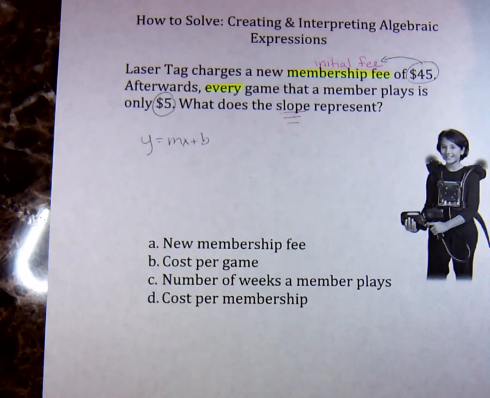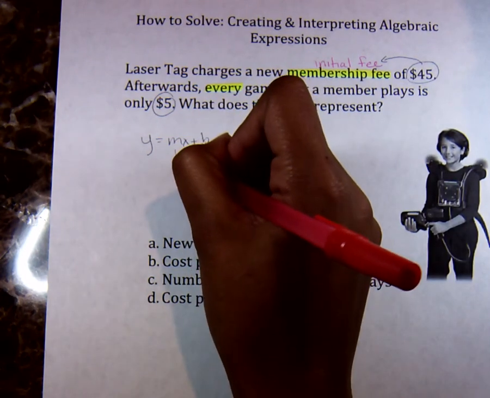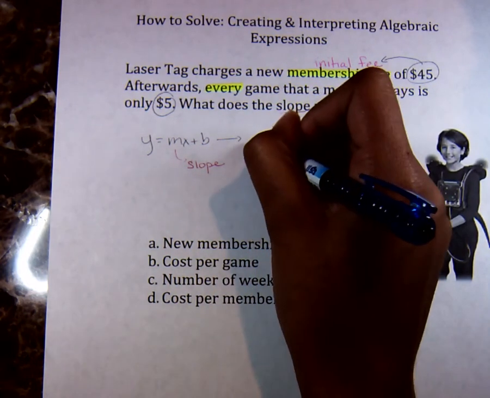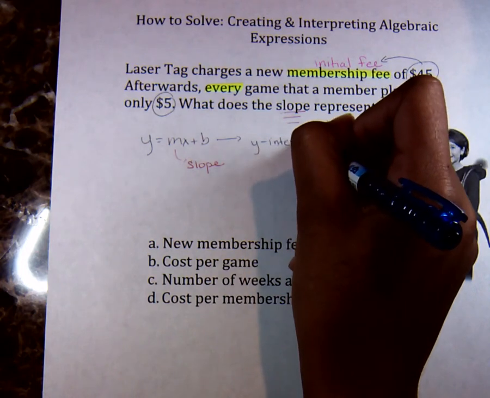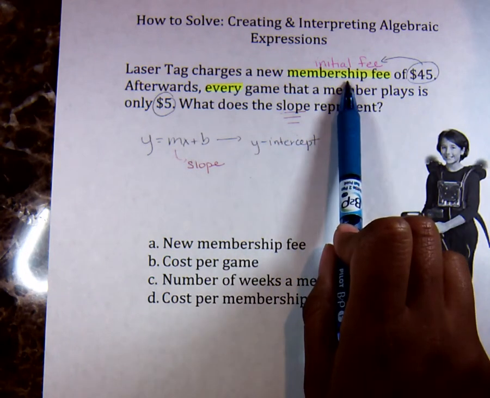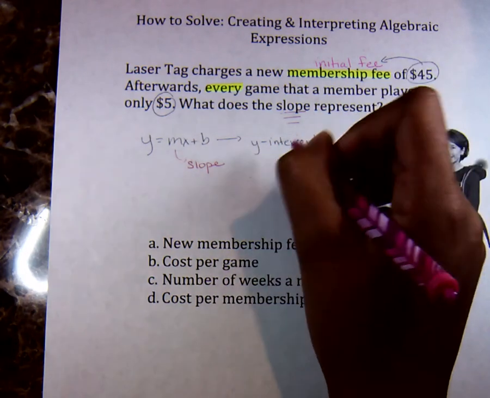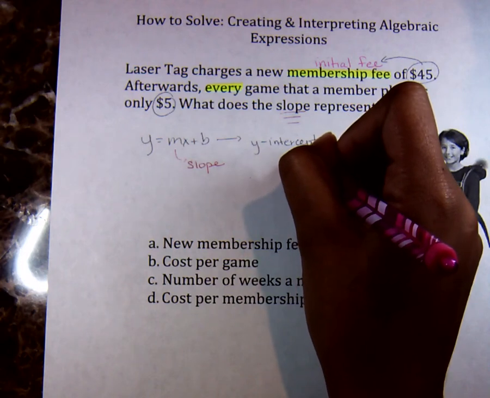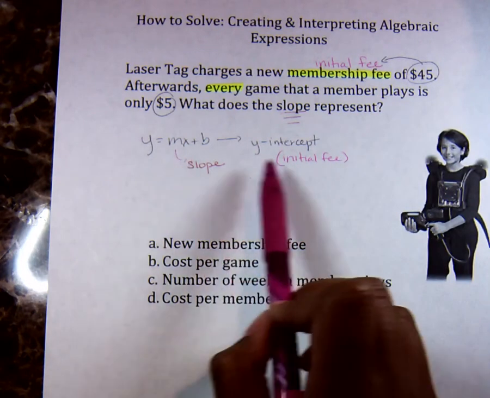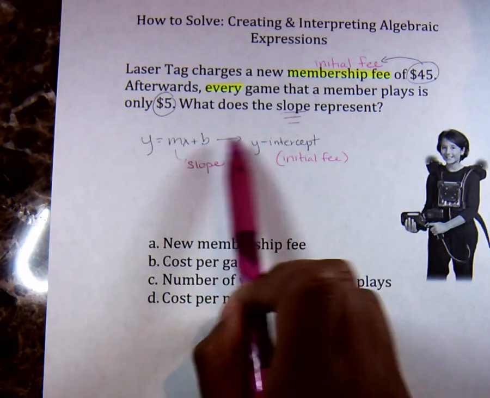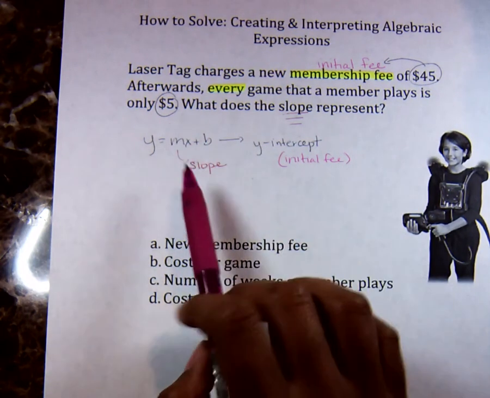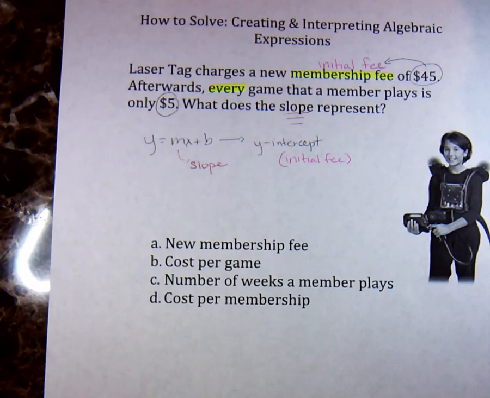Okay, here we know that m is our slope and that b is our y-intercept. And another name for y-intercept is also membership fee or initial fee. So there we go. I made several little notes for myself. M is the slope and b is the y-intercept or the initial fee. So now what I'm going to do is take my numbers and substitute them or plug them into my equation.